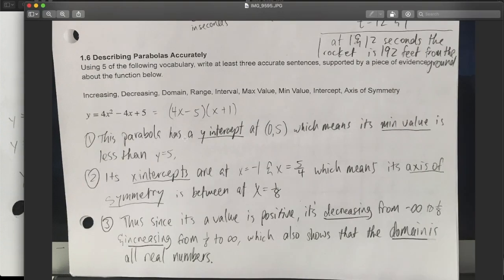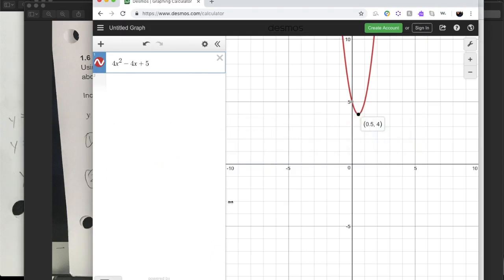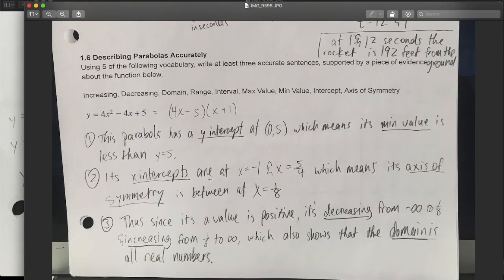Okay. And then since its a value is positive, it's decreasing from negative infinity to 0.5 and increasing from 0.5 to infinity, which shows that its domain is all real numbers. That's true, and it is increasing and decreasing on those intervals if you put 0.5 here instead of 0.18. Okay, so those are three things that are true about this. I don't know. I'll need to send an email out about that. Okay. Well, anyways, that's that last one.